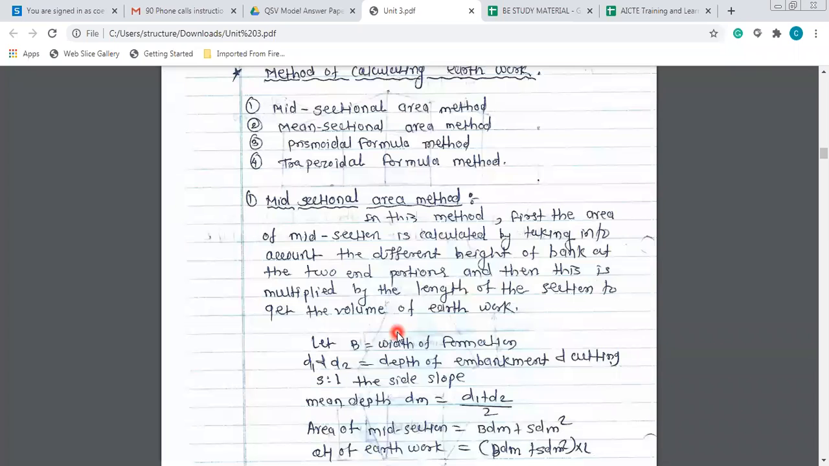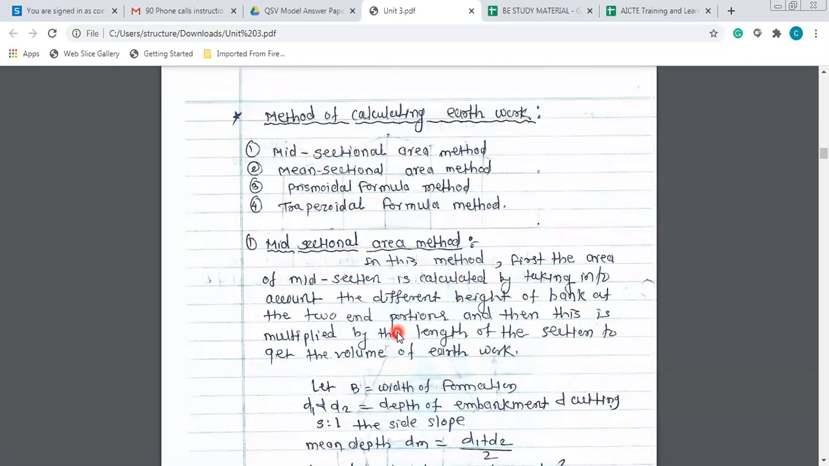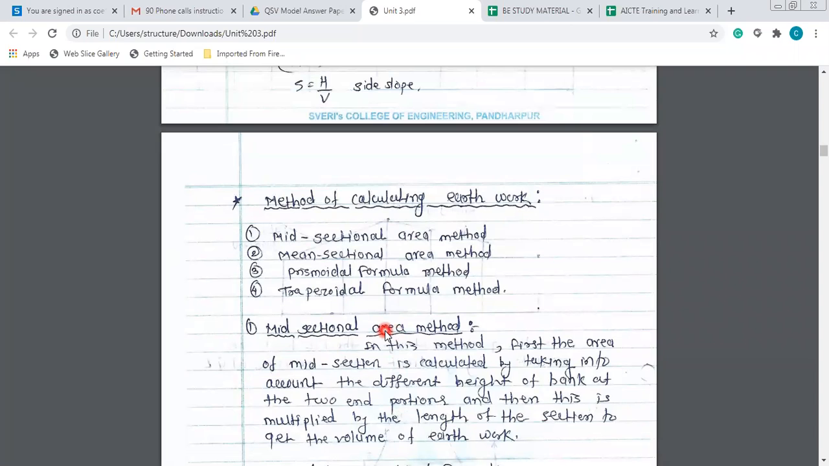Now next we are going to begin the methods of calculating the earthwork. There are 4 methods by which you can calculate the quantity of earthwork required in the embankment section or the cutting section. What are these 4 methods? First, the mid-sectional area method. Second, the mean sectional area method. Third, the prismoidal method, and fourth, the trapezoidal formula method. Now let us begin one by one.